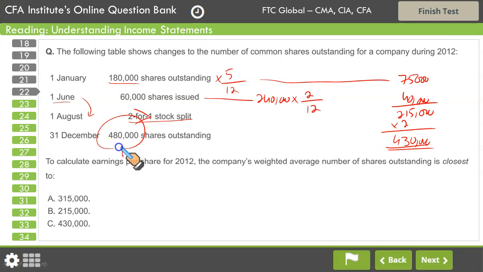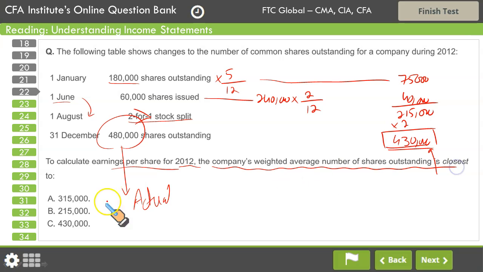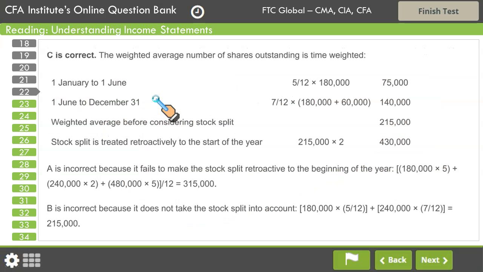Now, these are the actual shares. These are the weighted average shares where we consider the time lag between the stock transactions as well. So this is what you will use in the denominator. To calculate earnings per share for 2012, the company's weighted average number of shares outstanding is closest to 430. So remember, whenever there's a split or reverse split, go stock transaction by stock transaction. That is the easiest way. Otherwise, you will mess things up and end up with nothing.